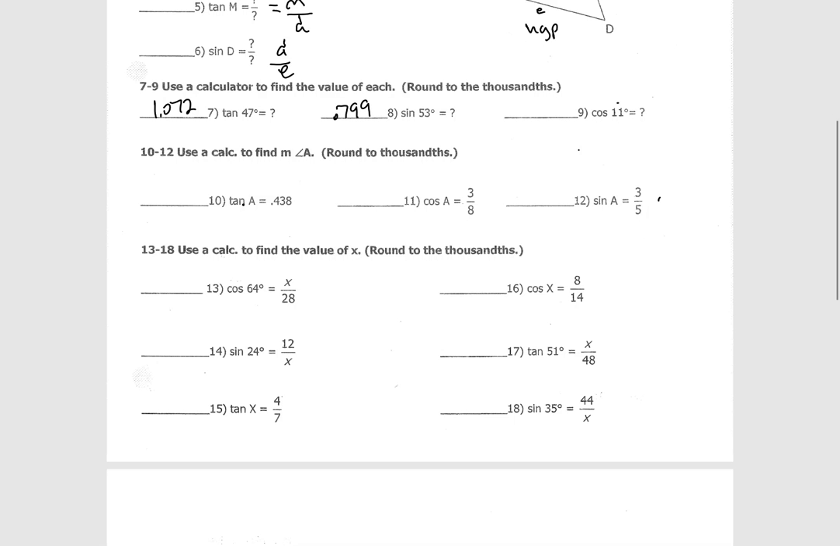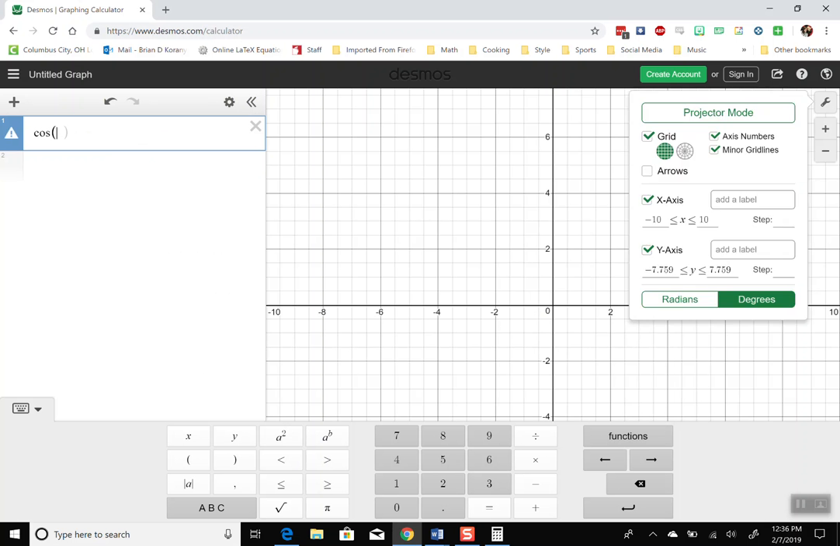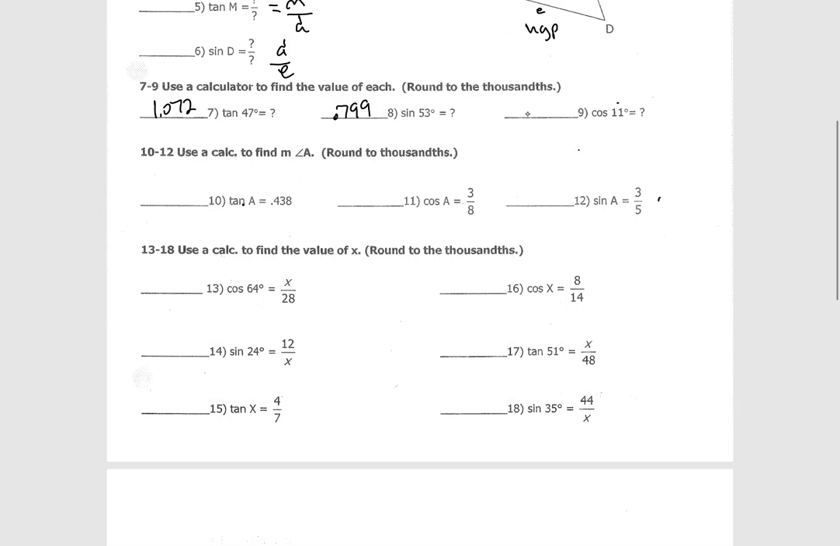Cosine of 11. Function, cosine. Make sure again you're in degree mode. 11. So if I'm rounding to the thousandths place, I'm going to make sure I go to, here's tenths, hundredths, thousandths. So I look to the right. 5 or more, this gets rounded up, so it's going to become 0.982. Okay.